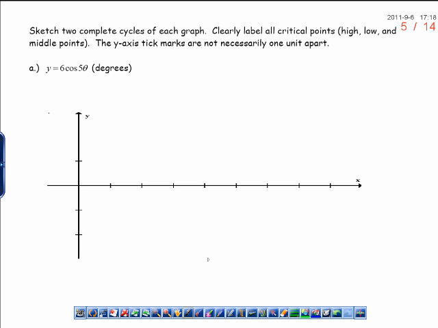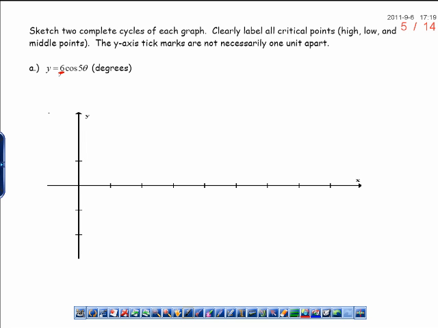Okay, so let's practice what we've learned. I'm going to switch back to red here. I like red. To sketch 2 complete cycles of each graph, clearly label all critical points, high, low, and middle points. The y-axis tick marks are not necessarily 1 unit apart. Alright, so we only know about 2 things. We know about amplitude, we know about period.